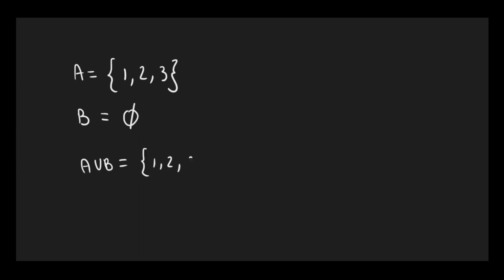Let's try another one. Let's say we have A, which is 1, 2, and 3, and we have B, which is the empty set. What do you think A union B is going to be in this case? Well, since B doesn't have any elements, the combined list of elements of A and B is just going to be the same thing as just A. So in this case, A union B is just going to be 1, 2, and 3.